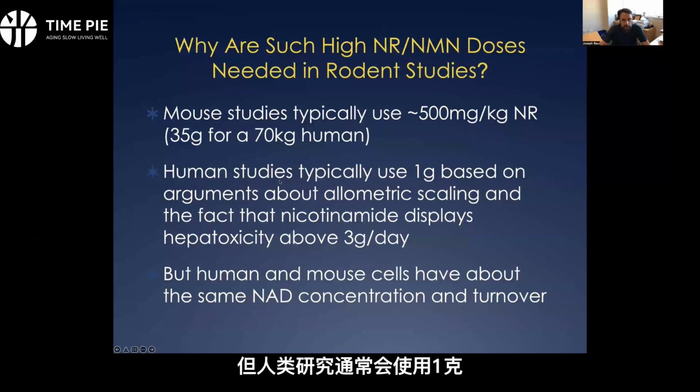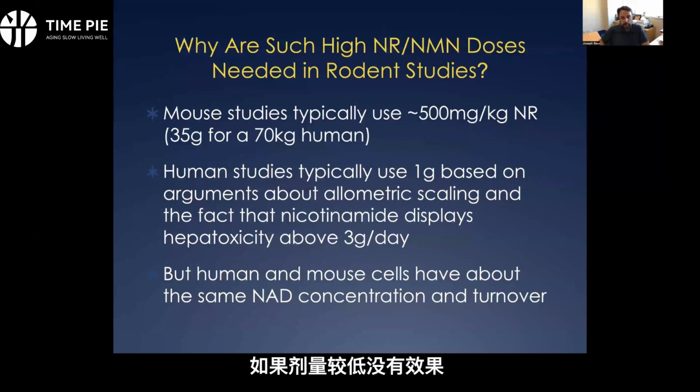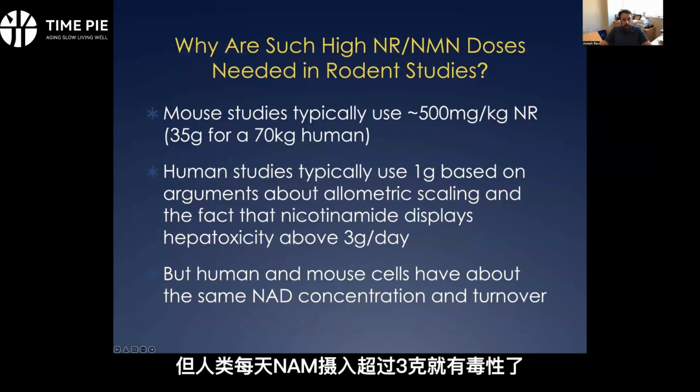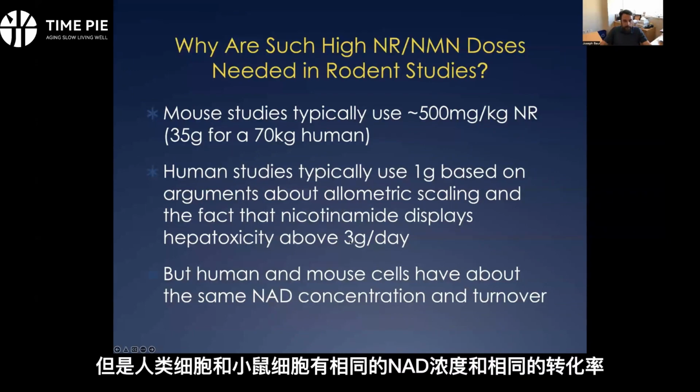Human studies are usually using about 1 gram, not 35, and that's justified based on arguments about allometric scaling, which is the argument that drugs are typically metabolized much more quickly in rodents, and so you can get away with lower doses as the equivalent for humans. And the fact that there is toxicity that's seen with nicotinamide above about 3 grams a day in humans. And so there's definitely a fear of going to these much higher doses. But human and mouse cells have about the same NAD concentration and the same turnover rate.